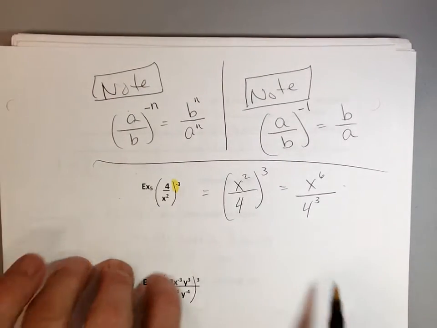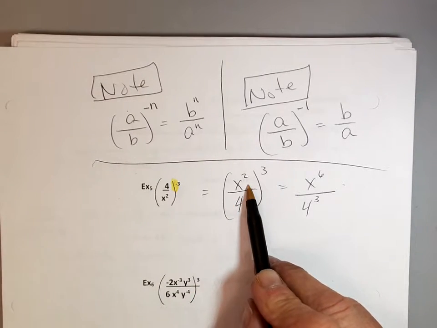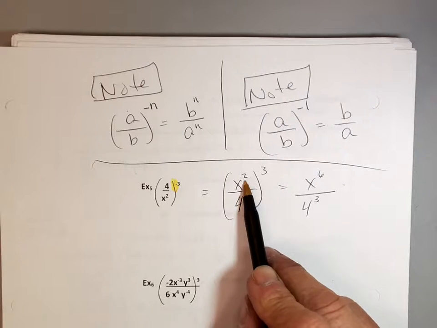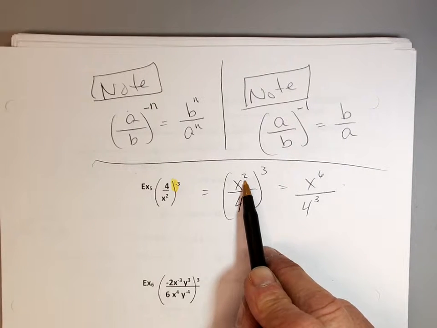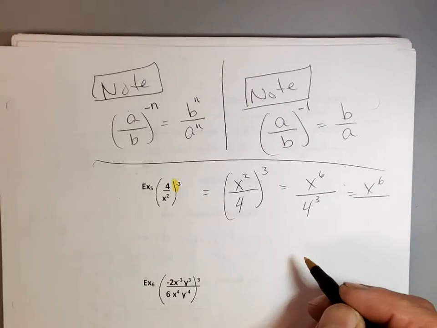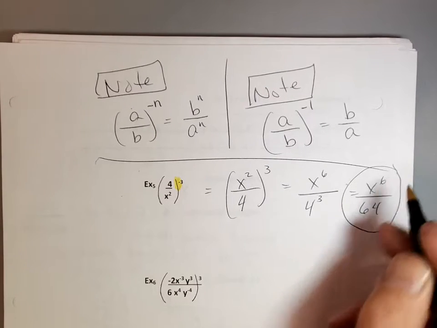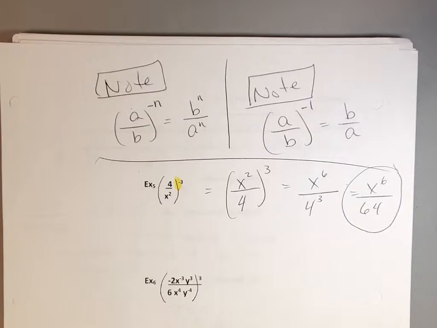64. You guys okay on how I got x to the 6th here? This is x squared times x squared times x squared, which is x to the 6th, right? So then I get x to the 6th over 4 times 4 times 4, which is 64. How am I doing?